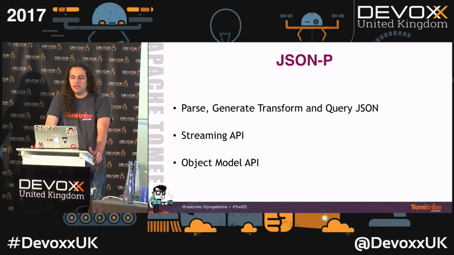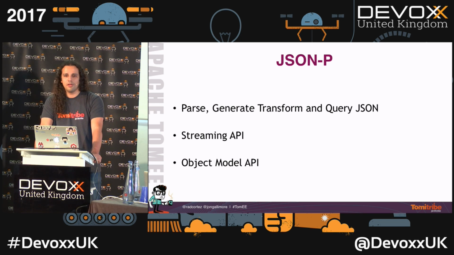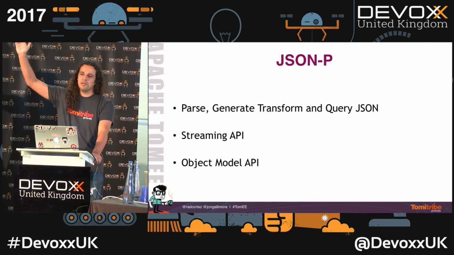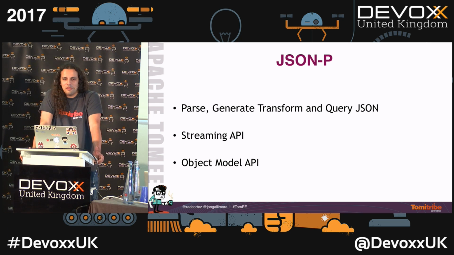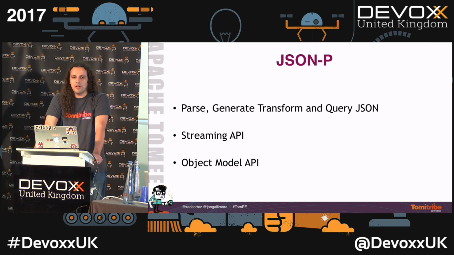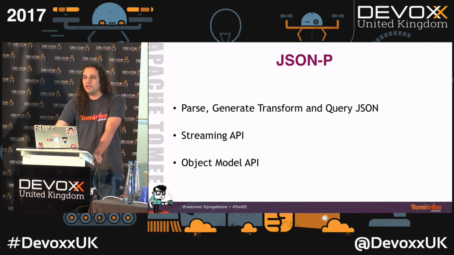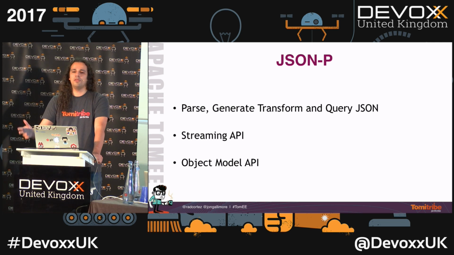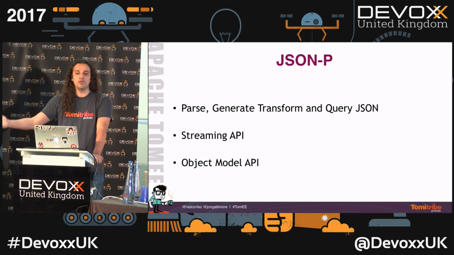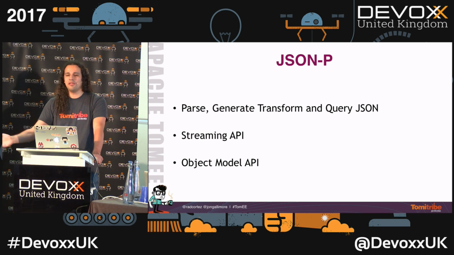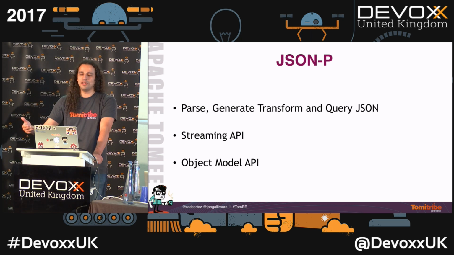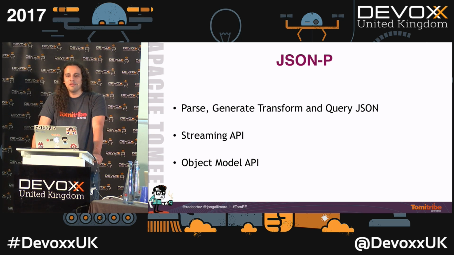Then finally we have JSON-P. JSON-P only came out in Java EE 7. By the way, is anyone using JSON-P? One person, yeah. It's used to parse, generate, transform, and query JSON. It has a streaming API and an object model API. It's still a low-level API in the sense that you're not able to, in a standard way, take a POJO and map it to a JSON object. You usually have to have a JSON object and then add the fields to it if you're using the object model API.